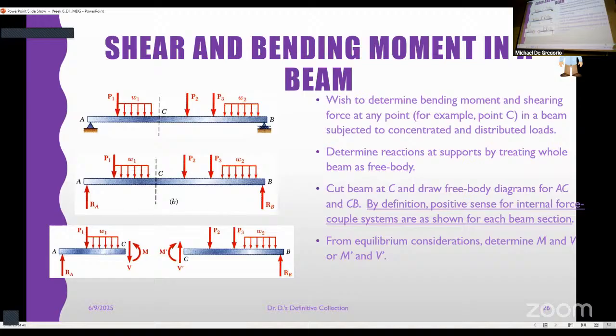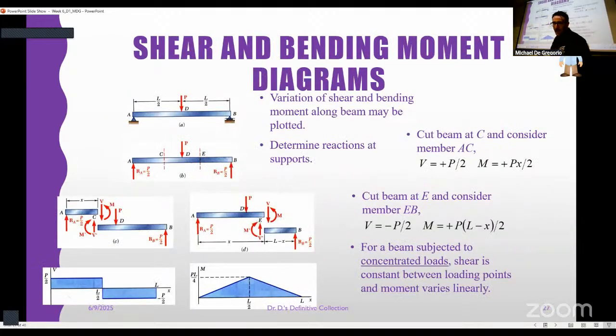But let's say that I want to map it throughout the entire beam, okay? So I make a bunch of cuts, and first I find my reactions, right? Because we need to know that to understand how much shear or bending moment we have going on. And then I cut it at some distance x, right? I'm just going to cut it right here. We call it point C. It's some distance x away, right?